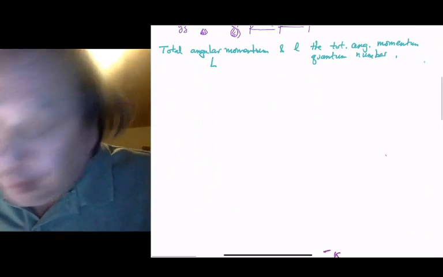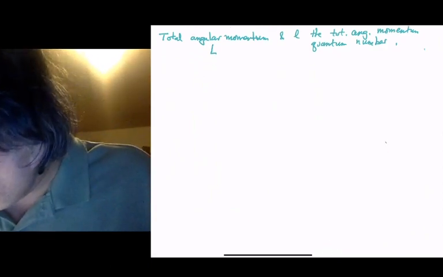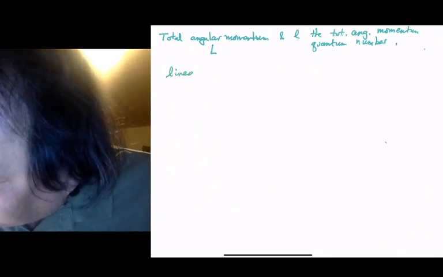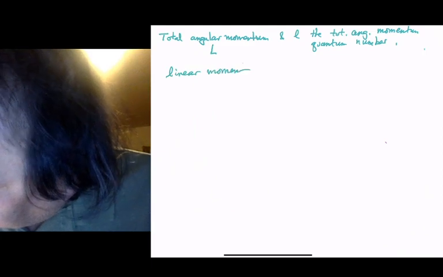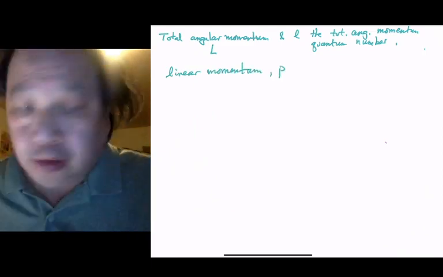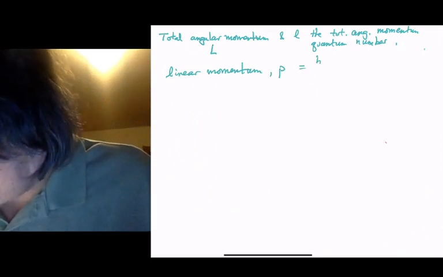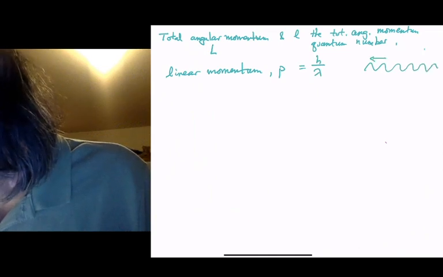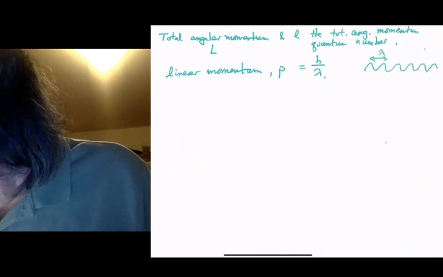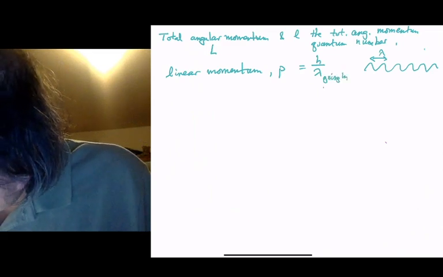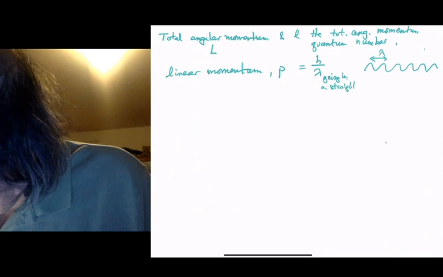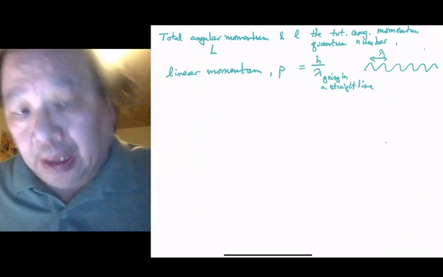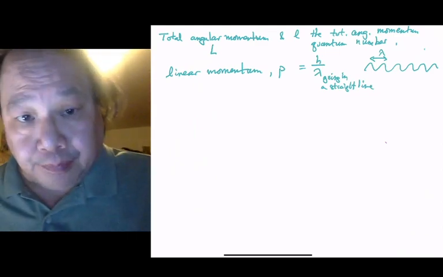We had before that for linear momentum, P, in terms of a wave, P equals h over lambda. Here's the wave. Here's the lambda, and it's the lambda going in a straight line. So you have a wave going in a certain direction. That makes the linear momentum.